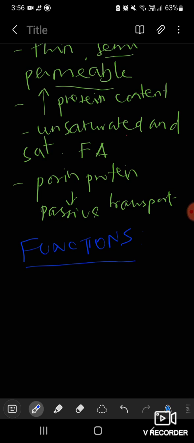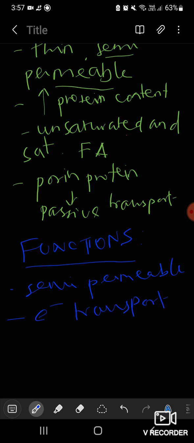Then the functions. As I told you before, the first function is that it's selectively or semi-permeable. That means it regulates the inflow and outflow of nutrients and ions, just like the school example I gave. Then it conducts electron transport, and it also controls osmosis.